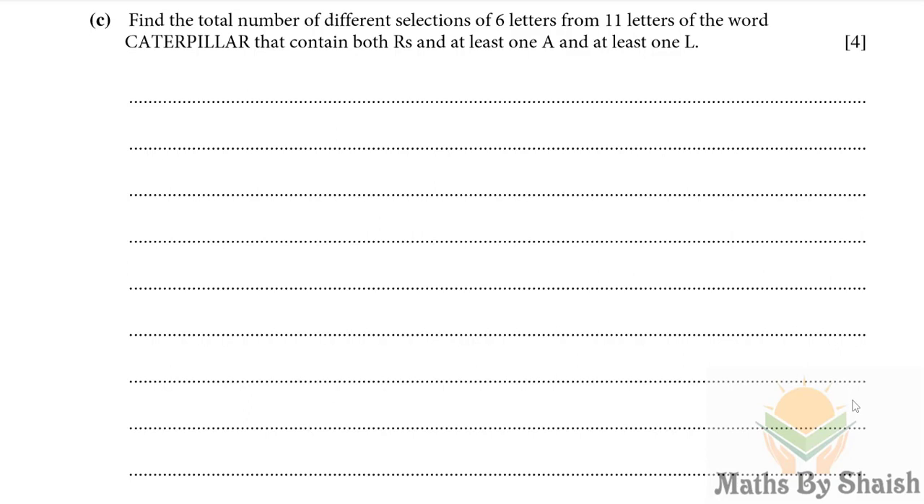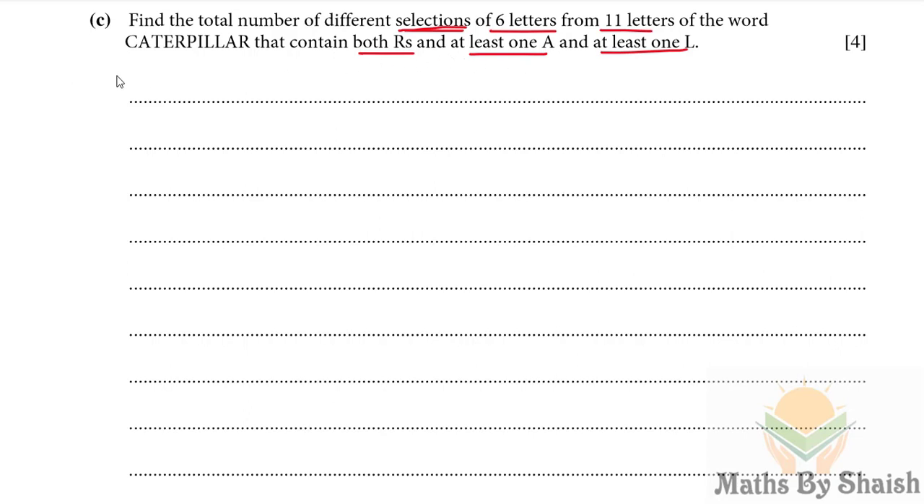And here's the C part of this. Find the total number of different selections. This time we are going to deal with the selections of 6 letters from these 11 letters of the word caterpillar that contain both R's and at least one A and at least one L. When there is a condition and the question is of selection, that is combination, it's better to sketch or draw the scenario. We'll draw the scenario of what we are doing.